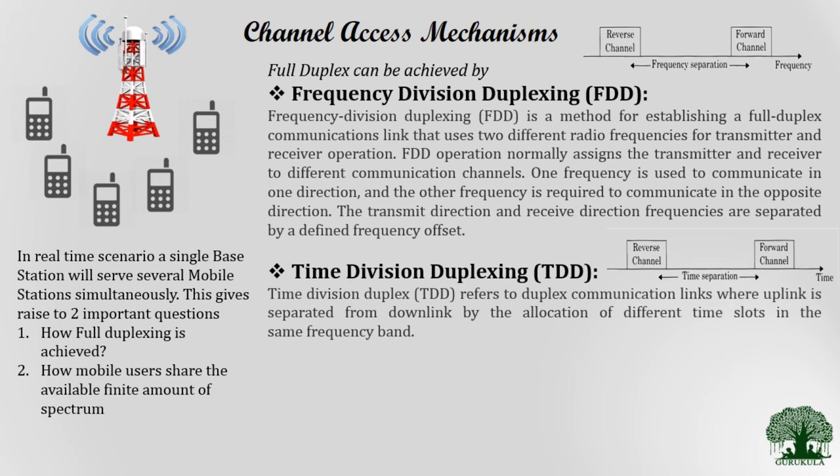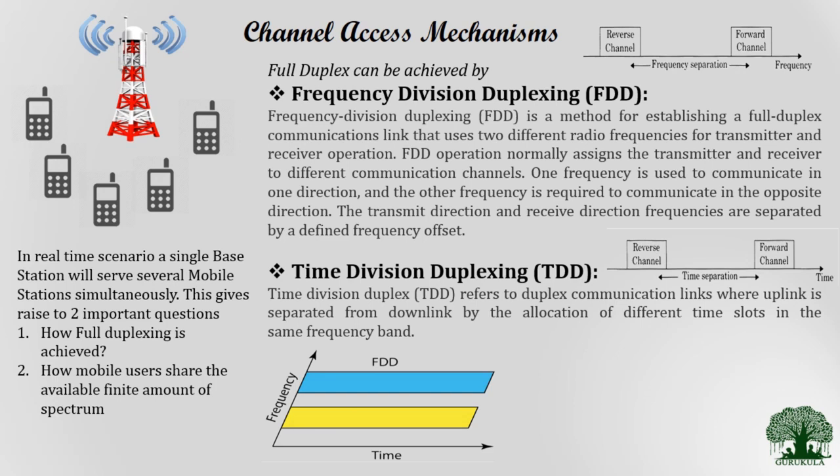So in time division duplexing, a duplex communication link where uplink is separated from downlink by the allocation of different time slots. For example, say 5 MHz of bandwidth is allocated, and this 5 MHz of bandwidth will be treated as uplink, that is the forward channel, for a particular time slot, and again this 5 MHz of bandwidth will be used by the reverse channel, that is my downlink channel, for the next time slot. So here the channel will be used as both forward channel and reverse channel, but at different times. That is what we call time division duplexing.